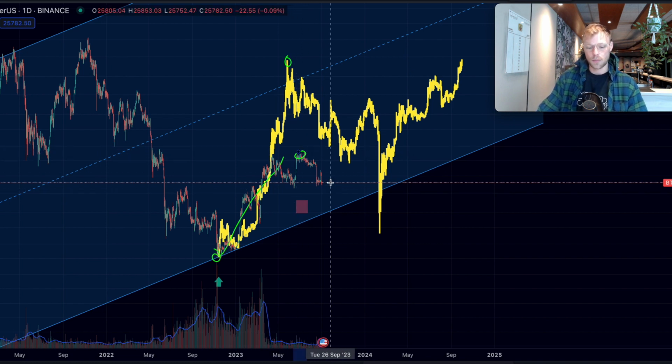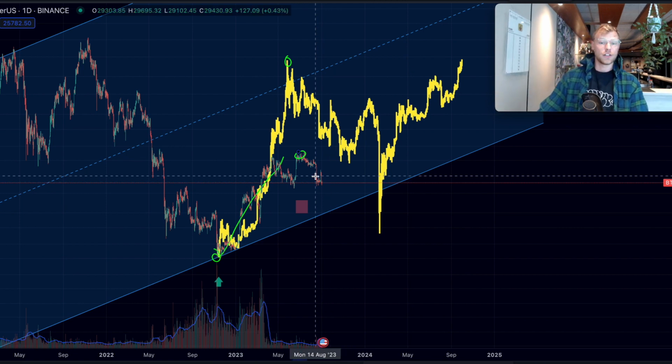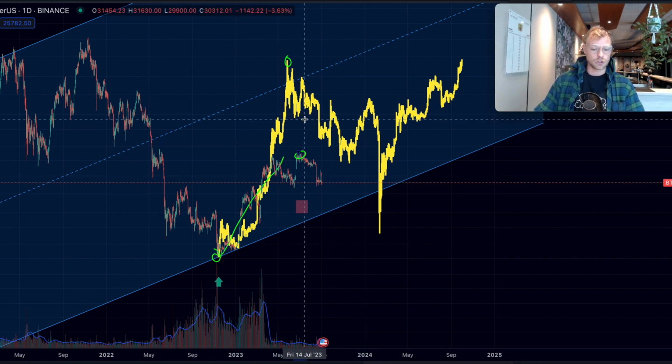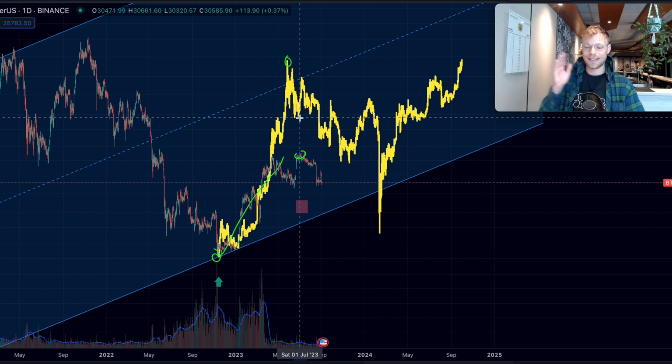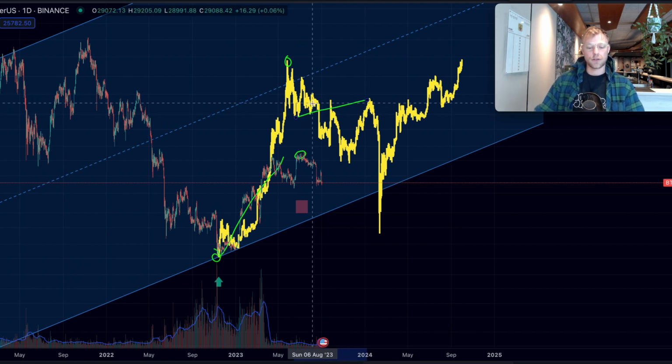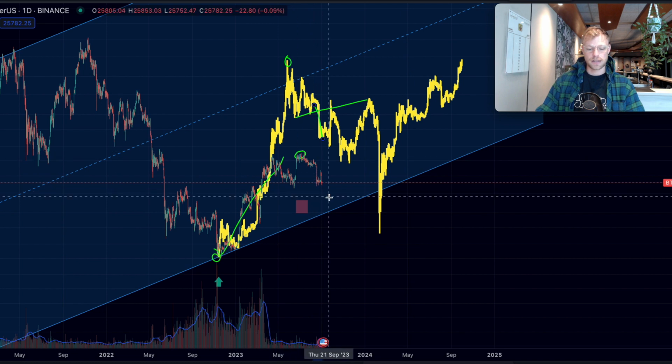Because right now we're dropping below all the key moving averages, similar to what we did in 2019. We have slightly different key moving averages, but here we also really dropped below a significant key moving average, the EMA ribbons and so on, similar to what we did right here.